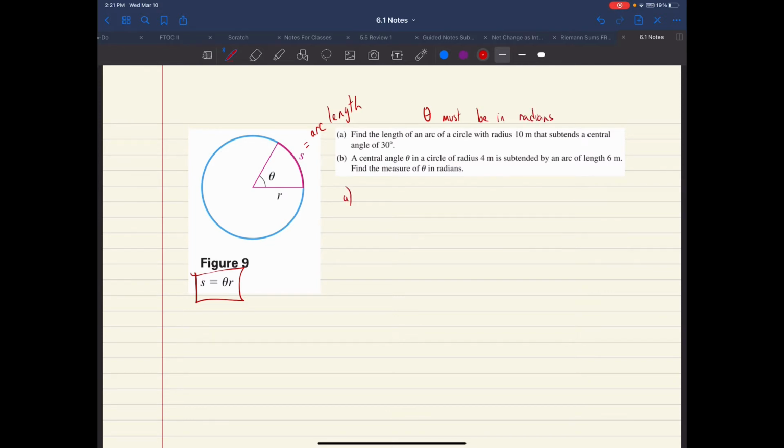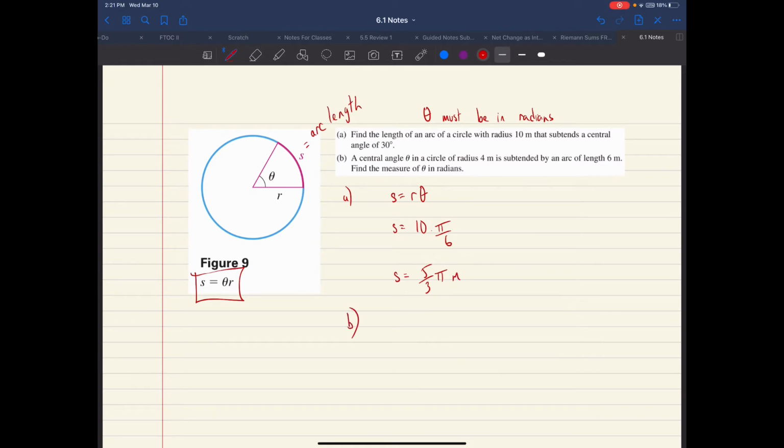For the A part, it says find the length of an arc of a circle with radius 10 that subtends a central angle of 30 degrees. So I'm using the arc length formula. Very straightforward here. This tells us that the radius is 10 and the angle is 30 degrees. I'm going to convert that to radians, which is pi over 6. So the arc length is 5 pi over 3, and that would be in meters.